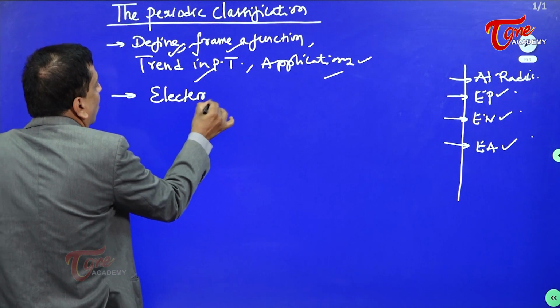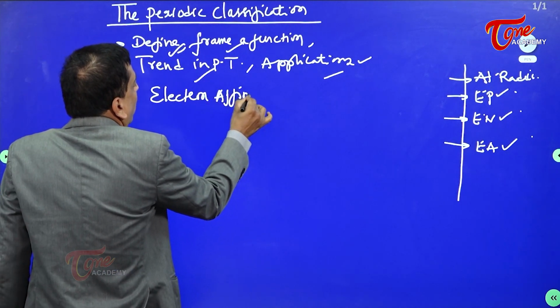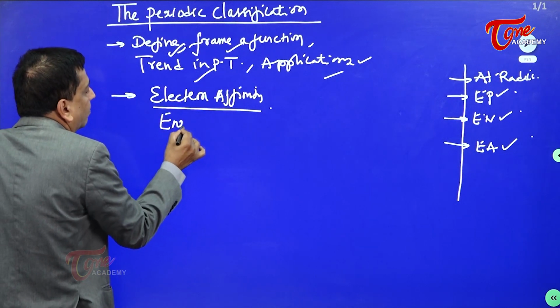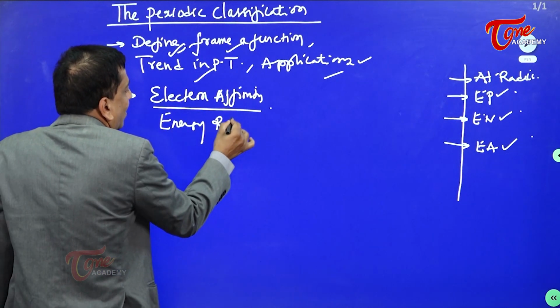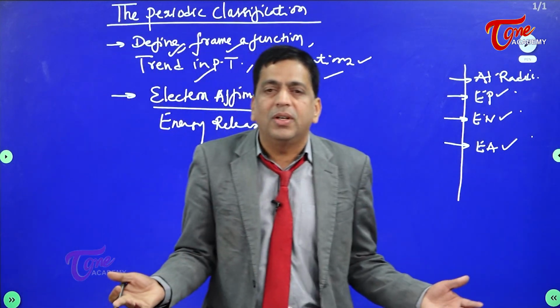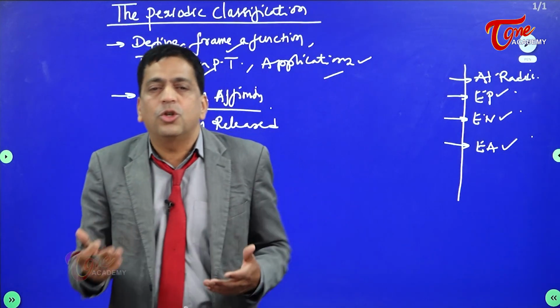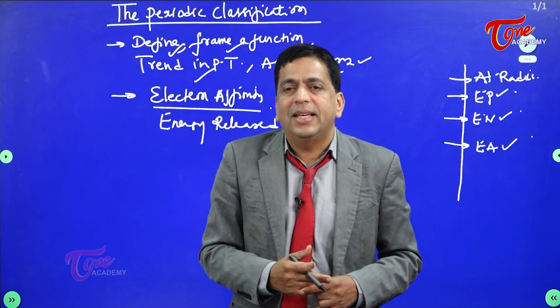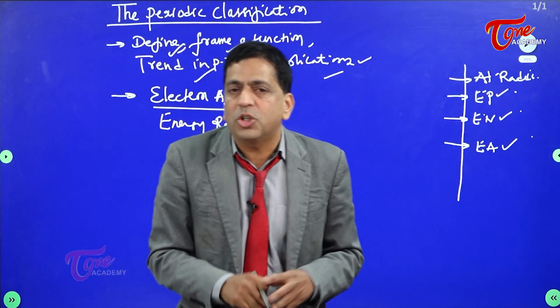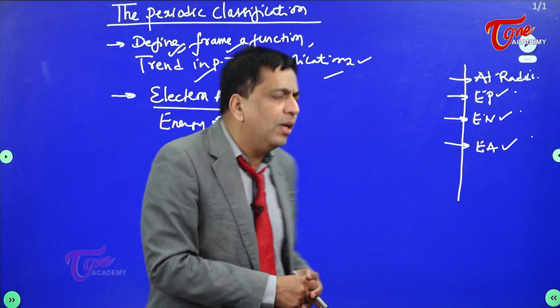We are following the sequence. What is electron affinity? It is basically energy released. It's not absorbed. It's never absorbed. It's energy released. So electron affinity is basically an exothermic reaction. It's exclusively exothermic.